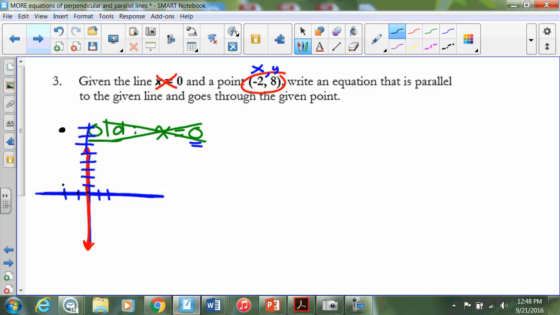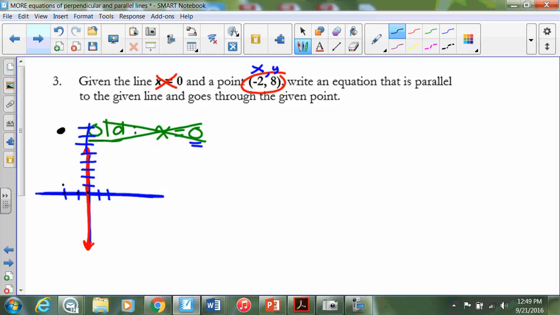And you're right up there. That's the point. And so let's think about what the question's asking us. It's saying find a line, a new line, that's parallel to the old line that also goes to this point right here that we just graphed.